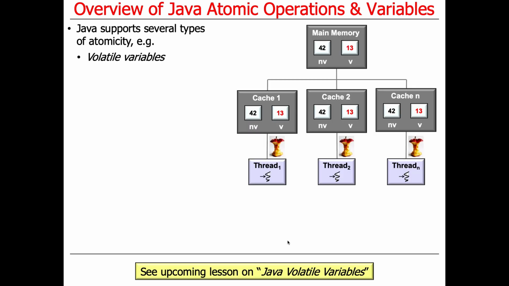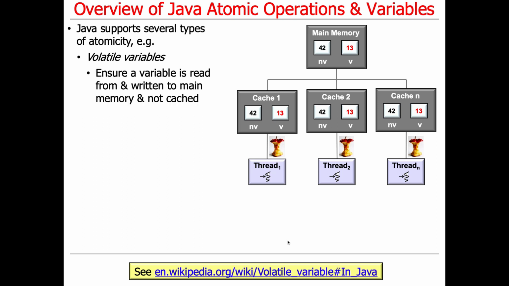One approach is called volatile variables. Volatile variables are used to ensure that a variable is read from and written to main memory and not cached. And this is a really low-level feature built into the Java programming language, and we can use it for some very limited things. It's very efficient, but very limited.